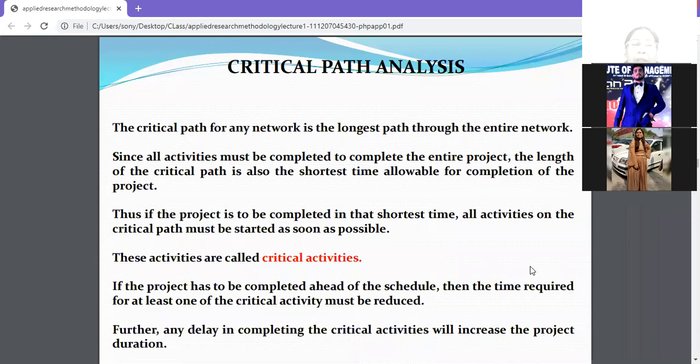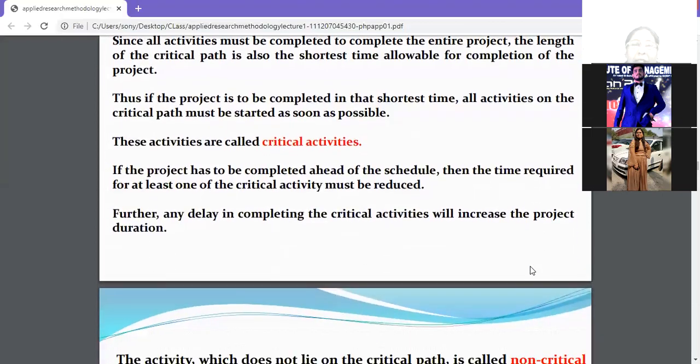If the project has to be completed ahead of schedule, then the time required for at least one of the critical activities must be reduced. For example, if one activity is going to get completed in 5 days, and if you want that the project should get completed before 20 days, then you need to reduce the time for one of the critical activities. Any delay in completing the critical activities will increase the project duration. For example, anything important that you do, if you take longer time to do that important work, then your entire time for the entire project gets elongated. All right. So you'll understand with questions.